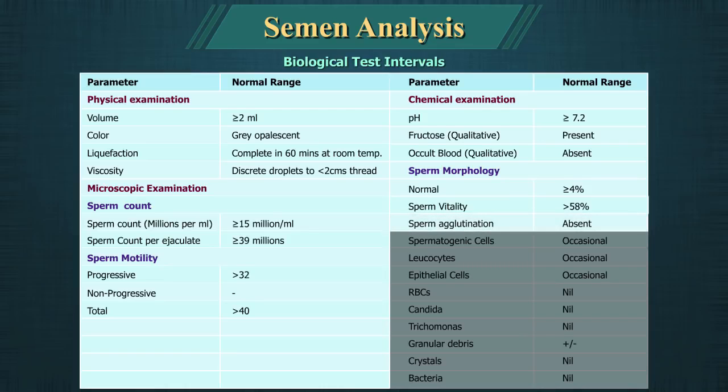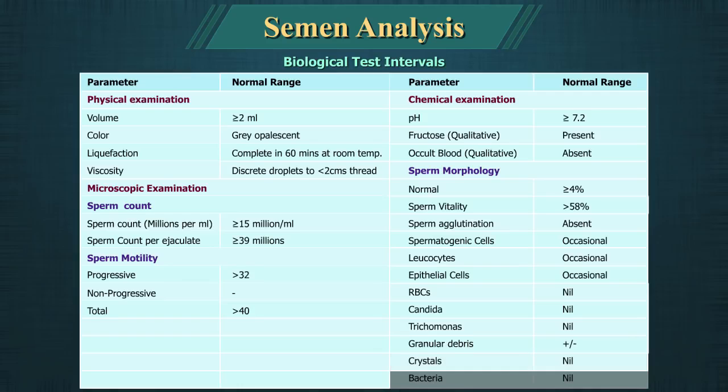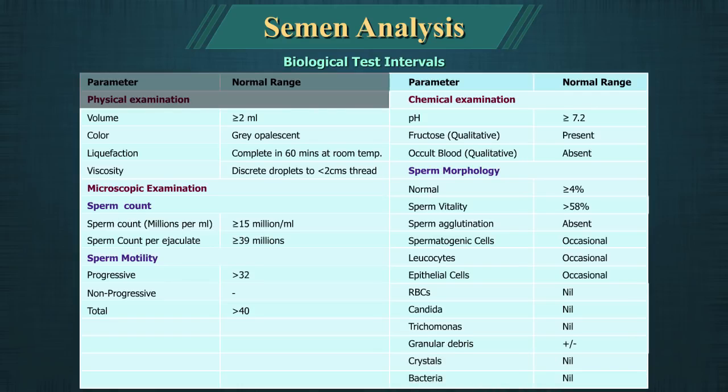Sperm agglutination is absent. Spermatogenic cells are occasional. Leukocytes and epithelial cells are also occasional. RBCs are nil. Candida nil. Trichomonas nil. Granular debris plus or minus. Crystal nil and bacteria nil.